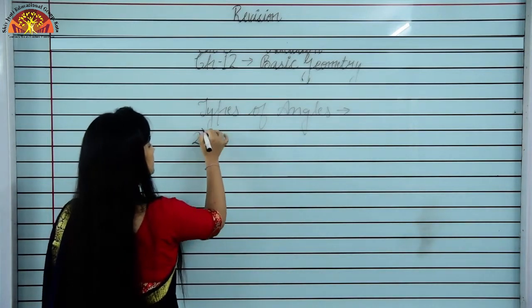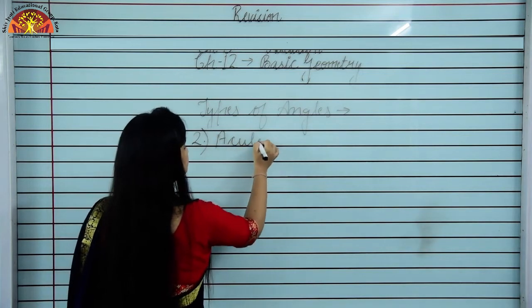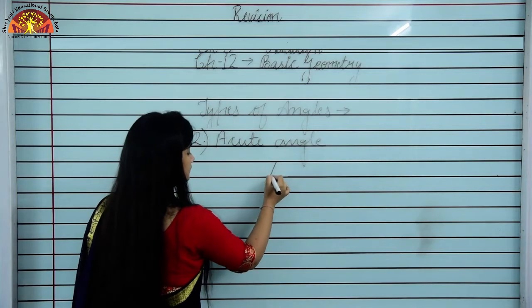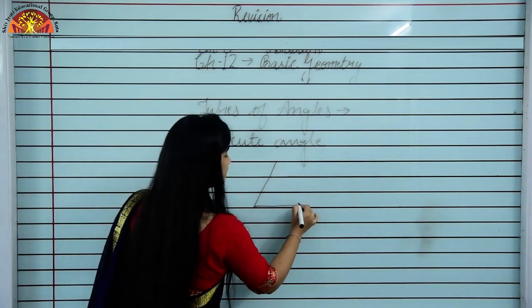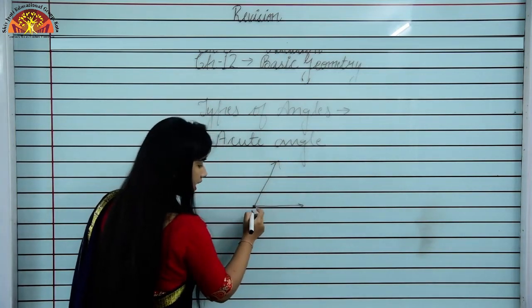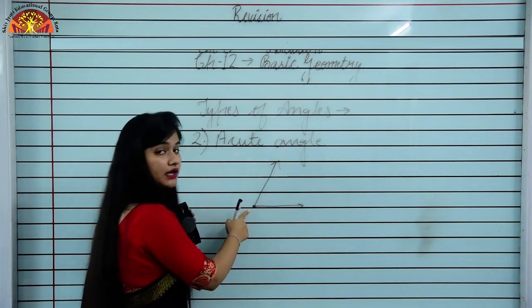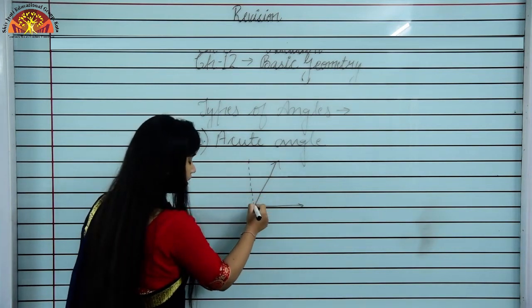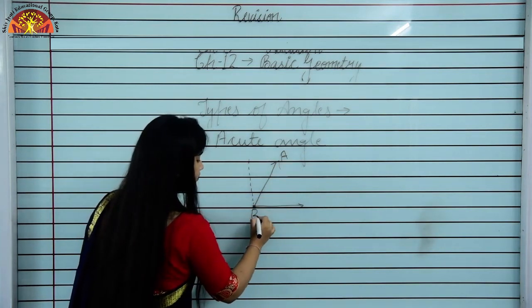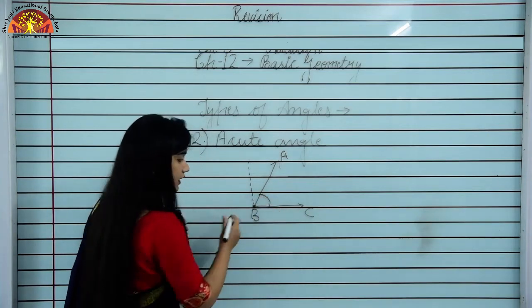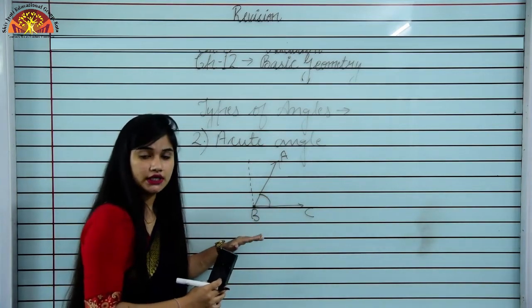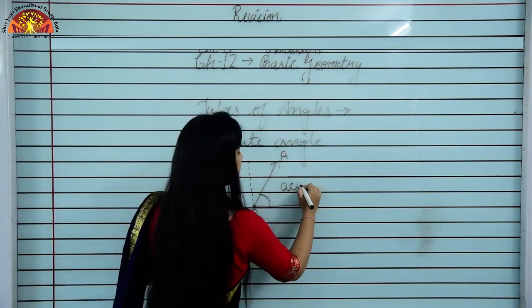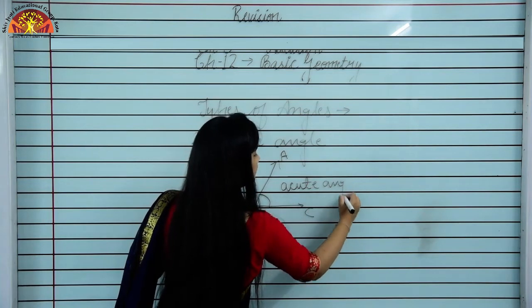The second angle is acute angle. When two rays are meeting at a common end point and they are forming an angle which is less than a right angle. Right angle यही होता है. And these two rays AB and BC are forming an angle which is less than right angle, smaller than a right angle. Right angle से छोटा है ये. It means this angle is called an acute angle.